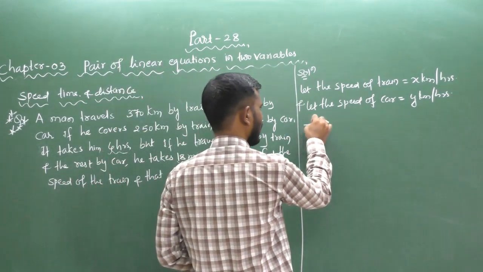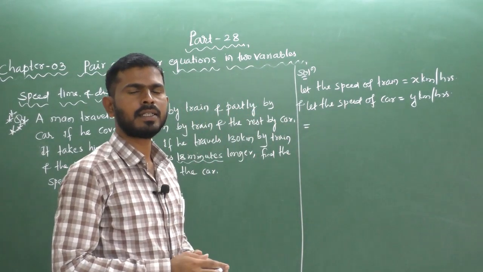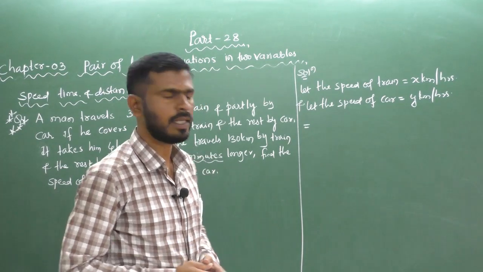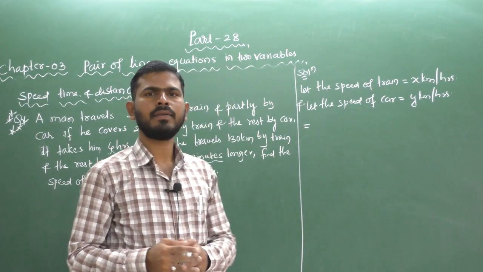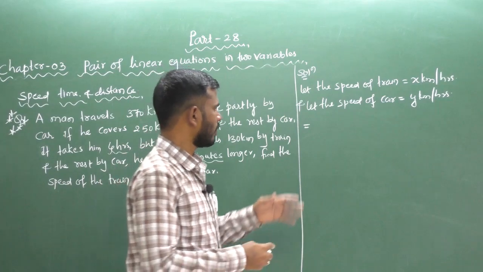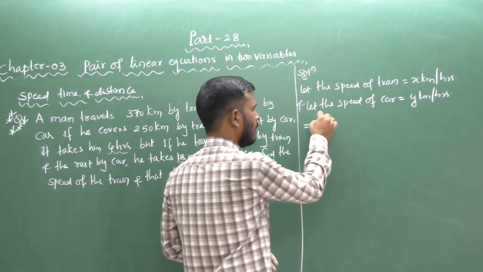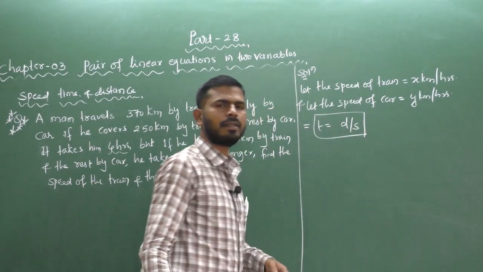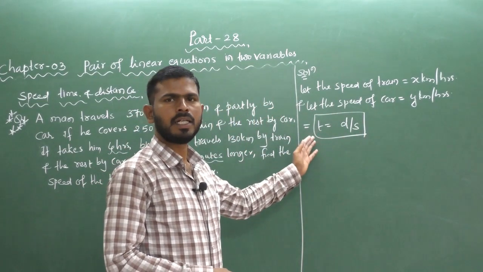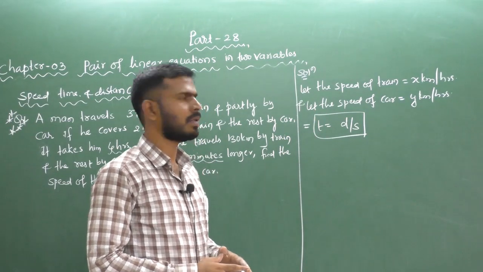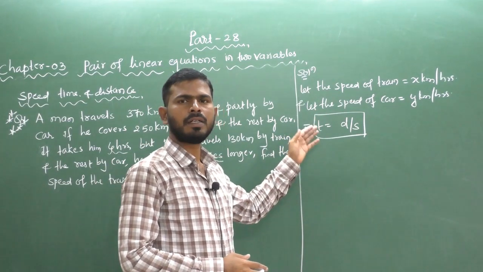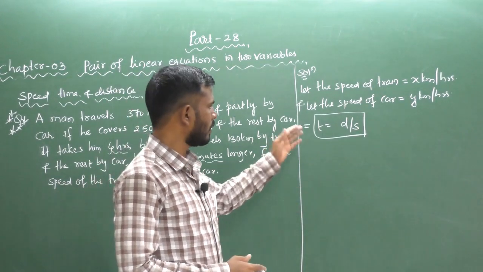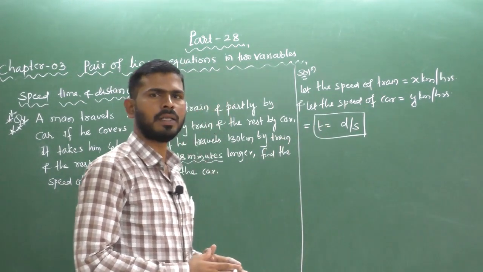The next is the basic equation: speed equals distance by time, or you can write time equals distance by speed. We already discussed this equation in the last session, so let's revise once again. Time equals distance by speed. This is the time equation, or you can write speed equals distance by time, or time into speed equals distance. Any one equation you have to remember. So I wrote here time equals distance by speed.